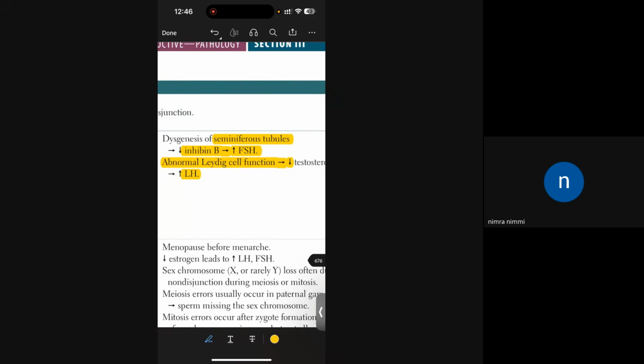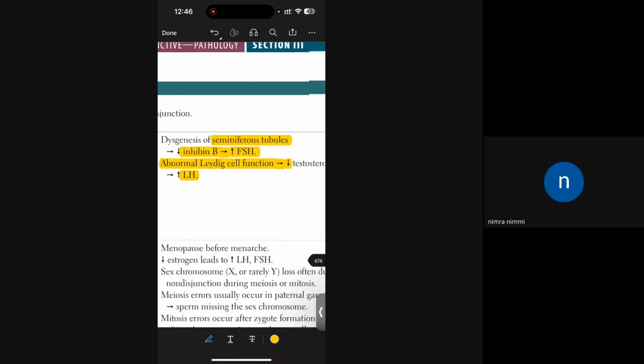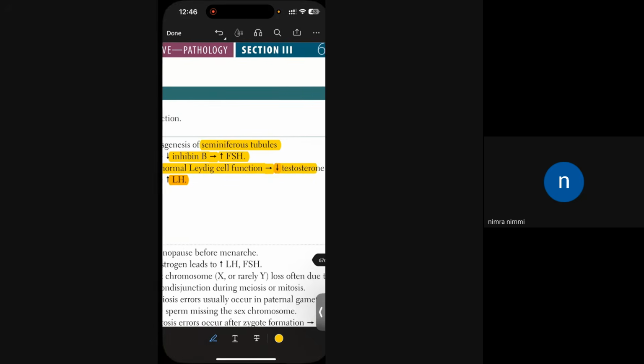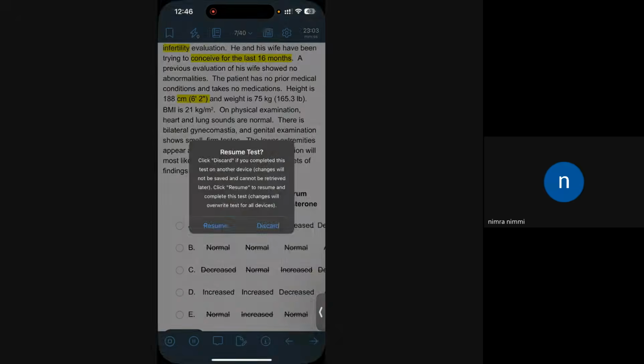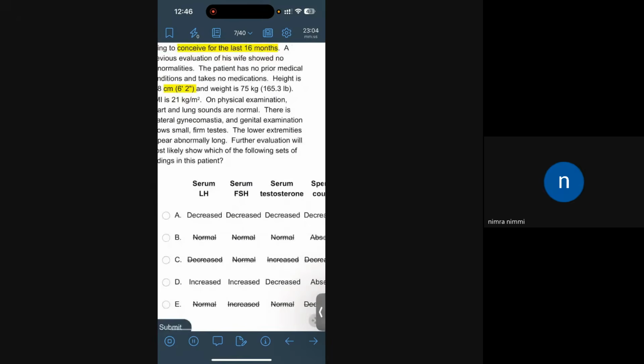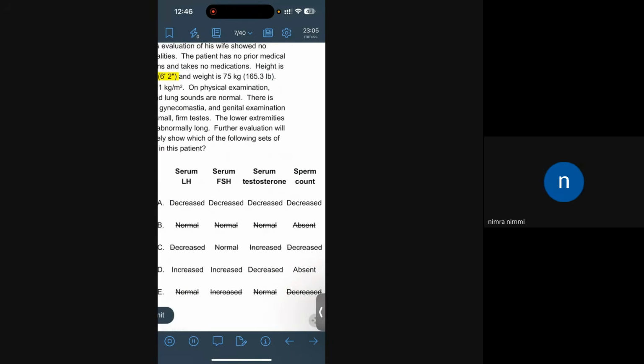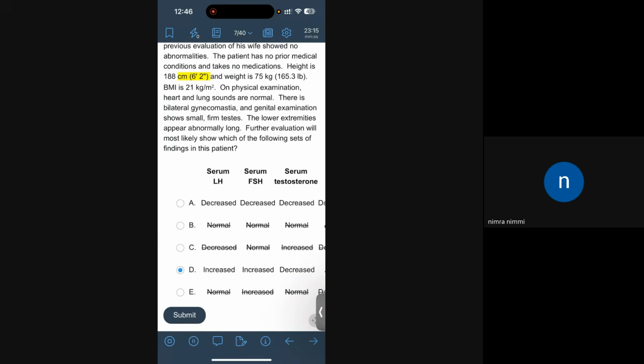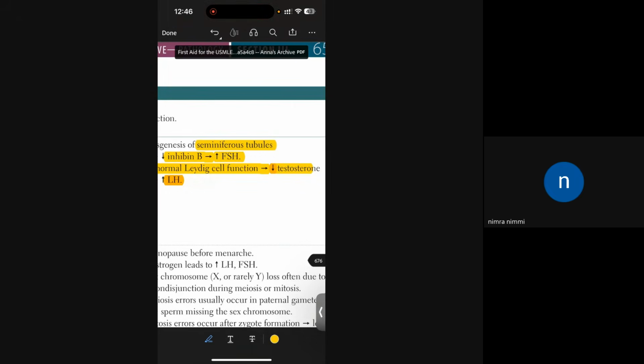What happens in Klinefelter? There is dysgenesis of the seminiferous tubules, a decrease in inhibin B, increased FSH, abnormal Leydig cell formation, and decreased testosterone with increased LH. So sperm count will be absent, azoospermia, not hypospermia. FSH and LH are going to be increased.